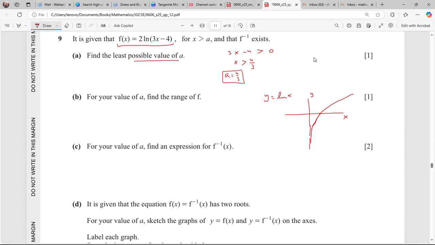Now in this particular case, my graph is something like this. The value of x is more than 4 by 3, so this is my point, 4 by 3 here. The graph of this function is going to be something like this. It is increasing here. Sorry, no, this is not right. It is something like this.